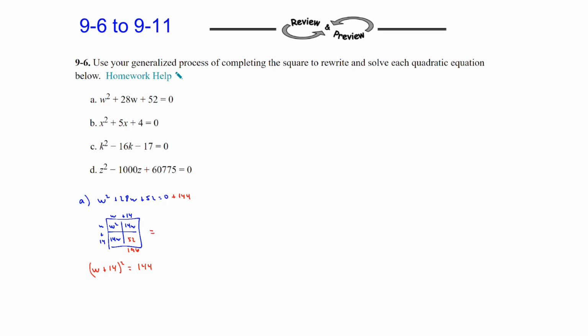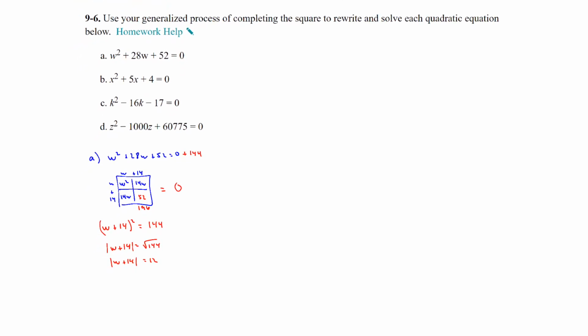Because this side was 0. So we had to add 144 to complete the square, so we have to add 144 to the other side. Now we can solve this by setting up the square root of both sides. So that is the absolute value of w plus 14 is equal to the square root of 144. And that is a perfect square. So that is 12.